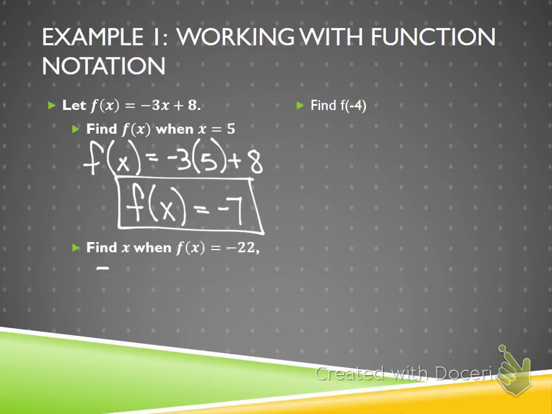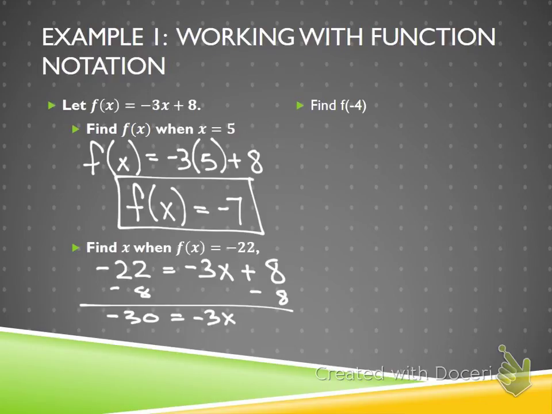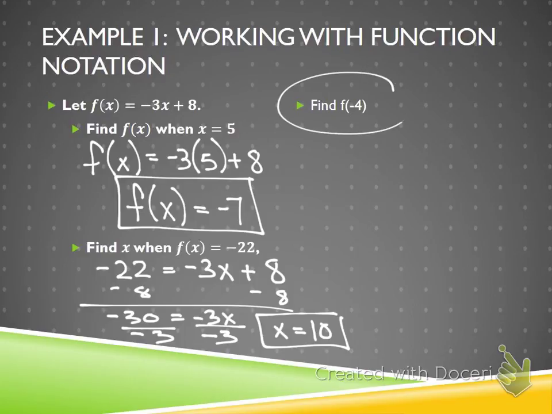All right, so I make the substitution. Negative 22 equals negative 3x plus 8. Now I solve this like a regular two-step equation. What do I do first? Subtract 8. What do I do first, guys? Subtract 8 from both sides. Negative 30 equals negative 3x. Now what do I do? Divide both sides by negative 3, and x equals 10. X equals 10. So now I solve for x. It said, in the original, it said to find x, so that's what I did. I solved for x. Well, look at the third one.